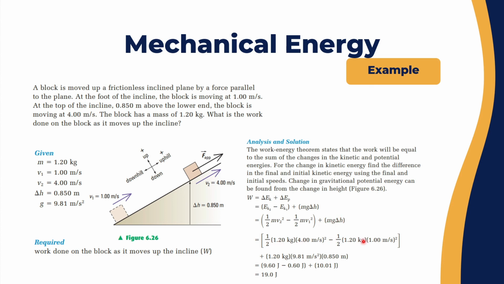We do the calculation needed. We have the mass here as 1.2, keep it in kilograms. We have g as 9.81. We have delta H as 0.85 minus 0, which means 0.85. The final result would be W equals 19 joules.